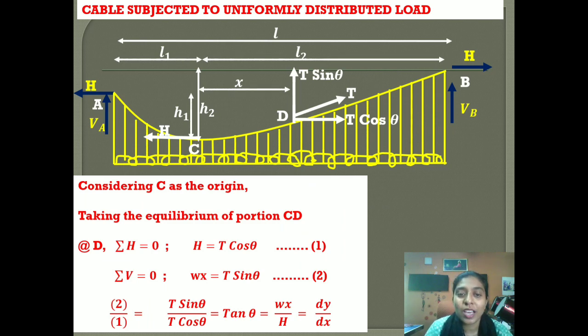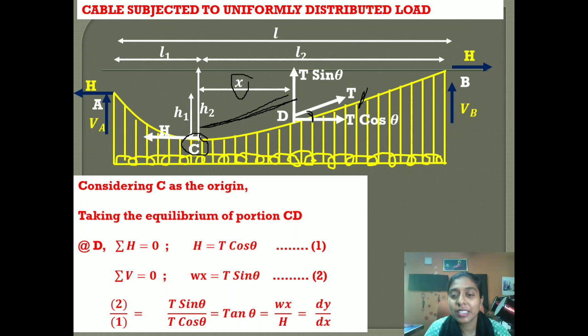Now we are considering the origin as C. The point of maximum dip, C, is considered as the origin, and we are considering the equilibrium of this portion CD. We are taking a small portion CD. So CD is subjected to a UDL of w, and the distance CD is taken as small x. Now taking the equilibrium of this portion CD, at D the tension in the cable is T. So this makes an angle of theta with the horizontal.